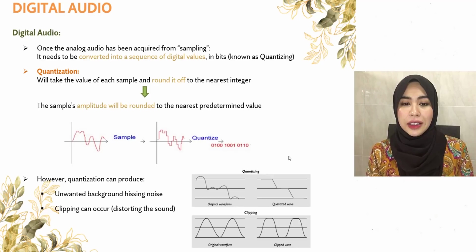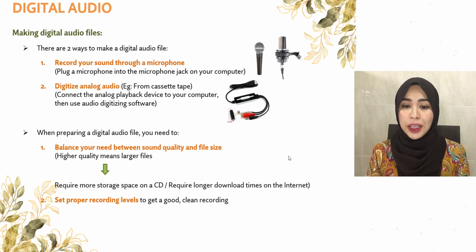All right, making digital audio. There are two ways of making our digital audio file. First of all, we could make it from scratch, by recording our sound through a microphone. When you have an external mic that is not built into your device, all you need to do is plug it into your microphone jack and then you can just start to record your audio.